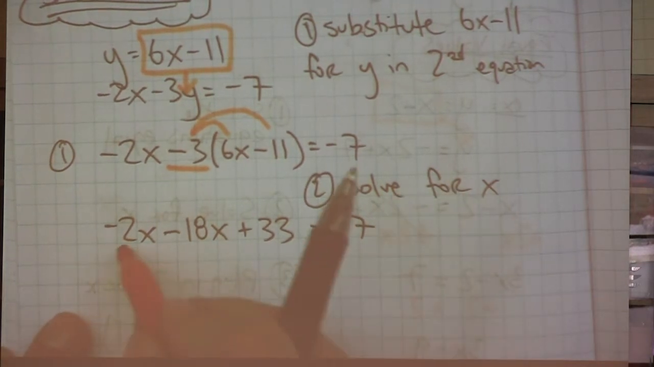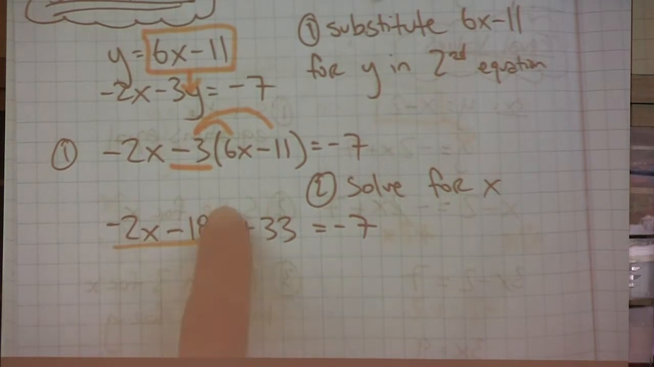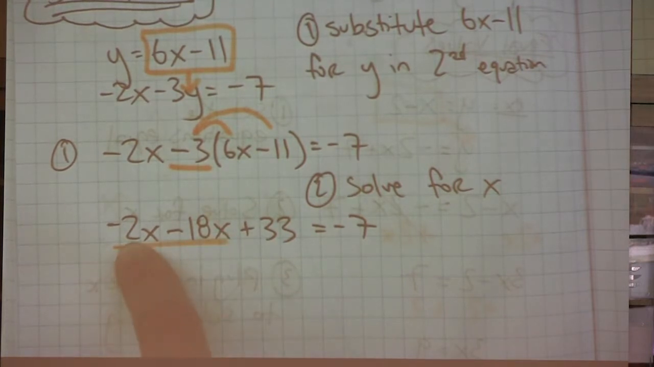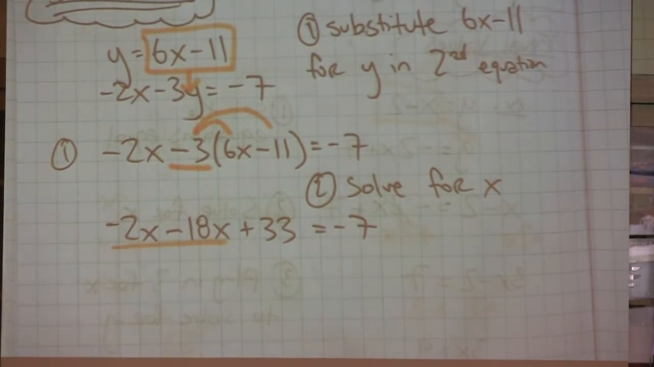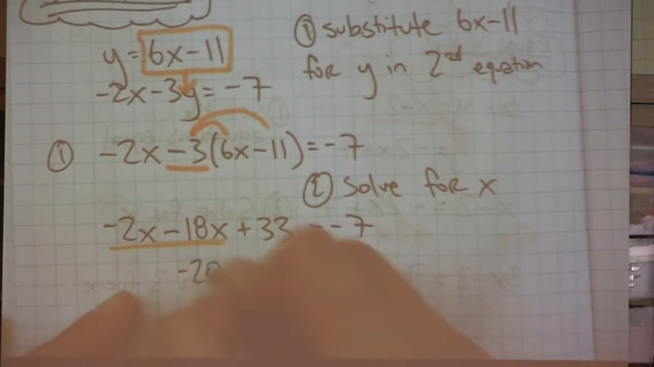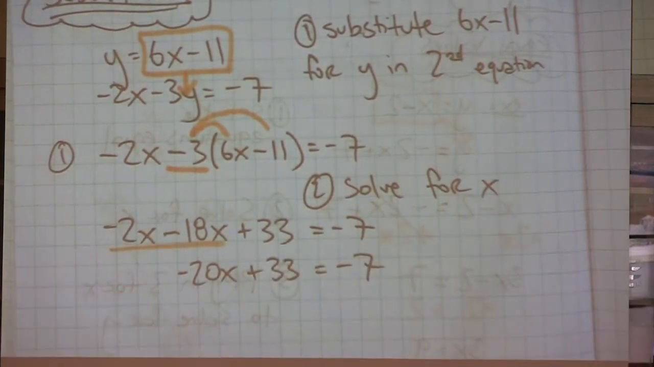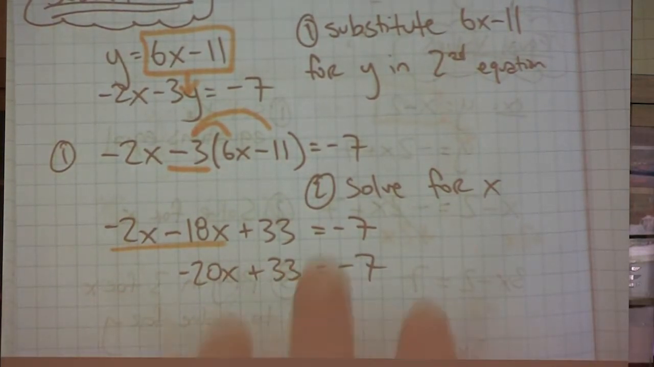Highlight terms. These are on the same side. Don't try and flip them, don't try and do anything crazy. They're on the same side, so you're just straight up combining them. Negative 2 and negative 18. You should get negative 20x plus 33 equals negative 7. Look how beautiful this problem is. I love math.